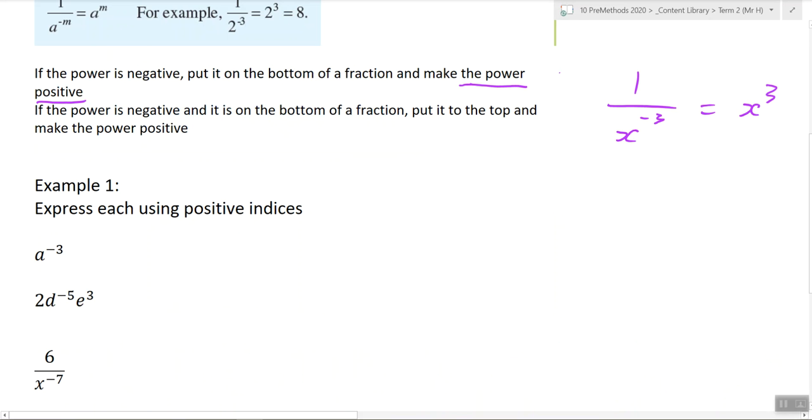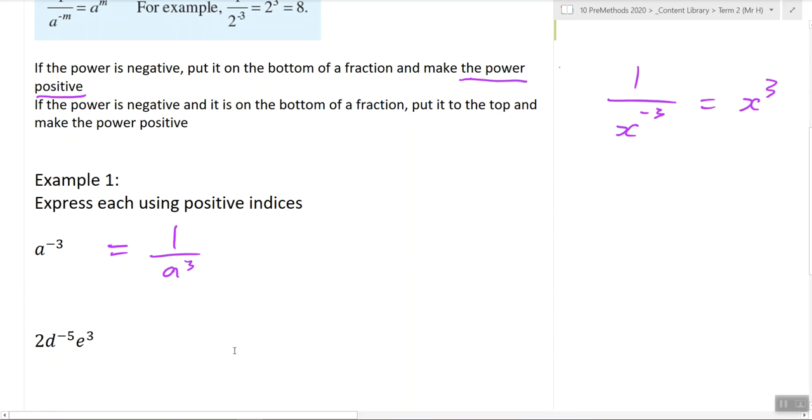A to the power of -3, what is that equal to? As a positive indice, it is 1 on A to the power of 3. So we're just using that law, which I just said, bringing it under a fraction and making it a positive indice now. Okay? What about the second one? So we want to express it as positive indices.